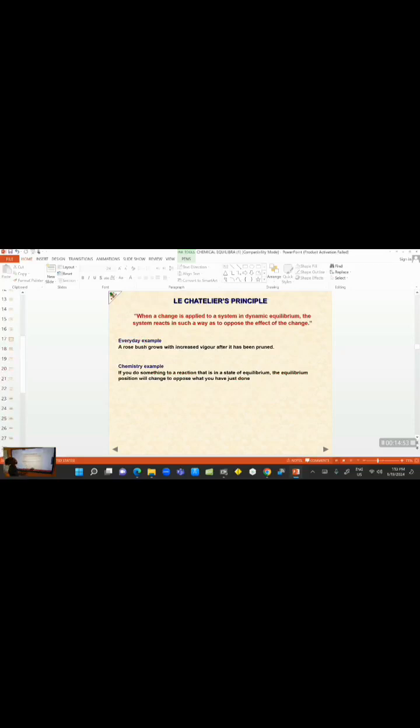For example, still using this same chemical reaction. So we are assuming that this reaction now is occurring in a closed system and it is under dynamic equilibrium. After any change in any factor or condition in this chemical reaction, according to Le Chatelier's principle, this system or the chemical reaction itself will react in a way to oppose the change.